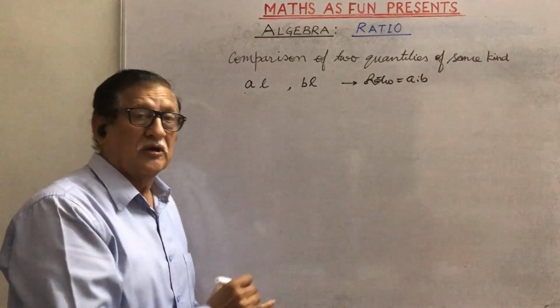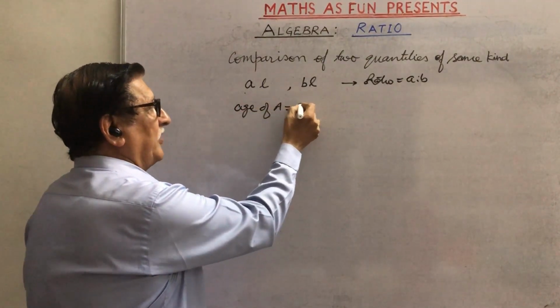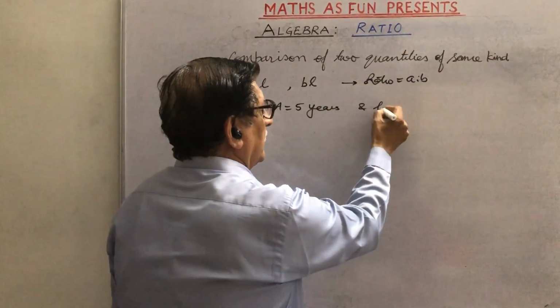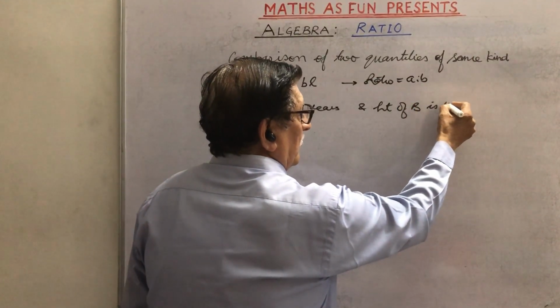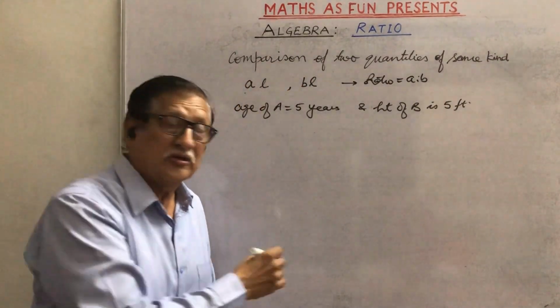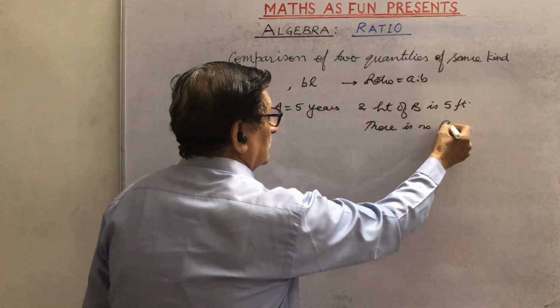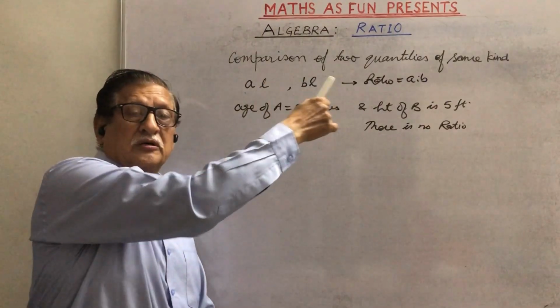But suppose we want to say that the age of A is 5 years and the height of B is 5 feet. Then there is no ratio possible in this. There is no ratio. That is the meaning of the same kind.